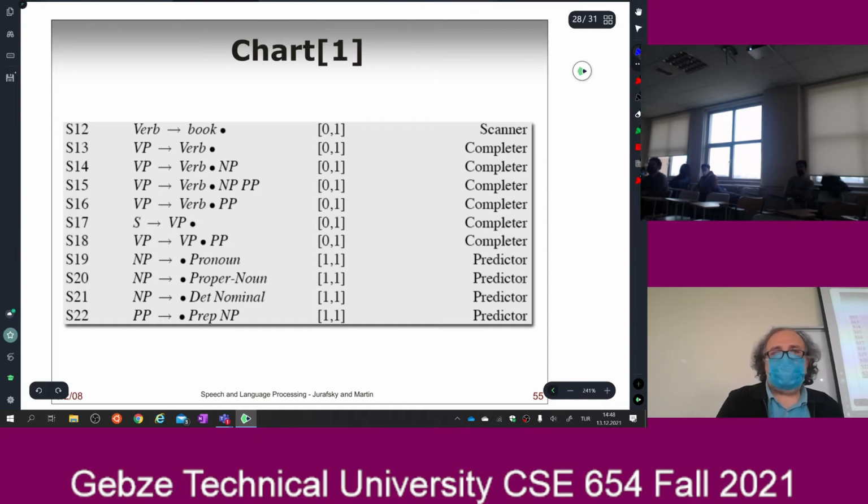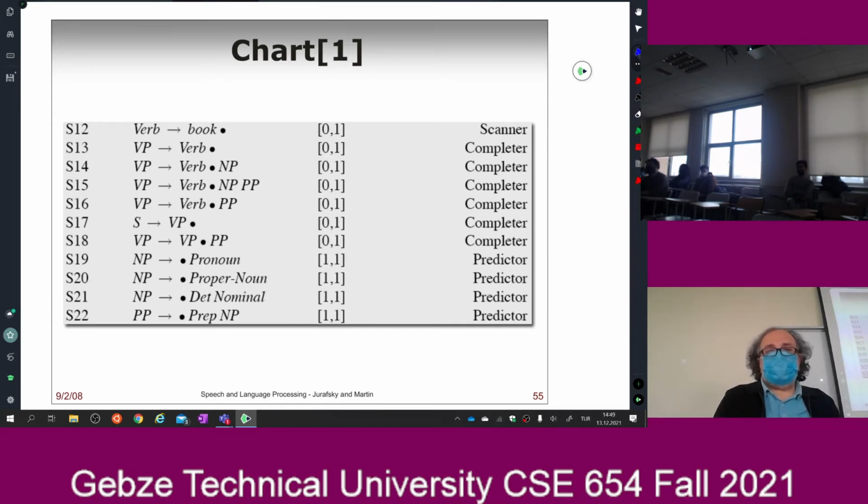See, in chart number 1, I have a sentence. Sentence is book, 0, 1. Since I have new predictions now, noun phrase, prepositional phrase, I place them in my chart number 1. From 1 to 1, I am predicting a pronoun, proper noun, determiner, and preposition. What do we put in 1, 1?